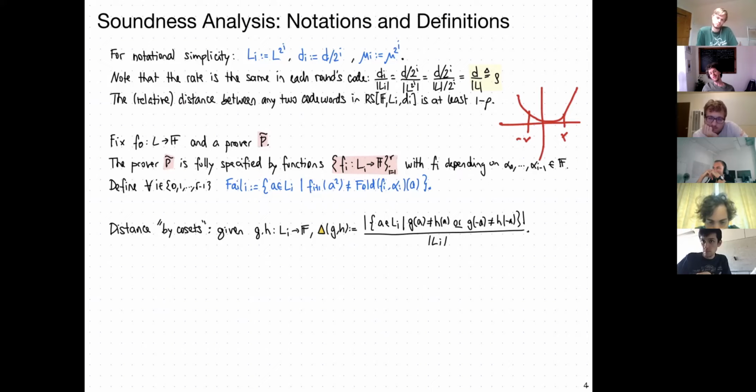So we want to have a distance where we say that G and H differ on a point if either X or minus X disagree. So it might be the case that they would agree on the positive term, but if they don't agree on the negative term, we'll still count it as distance.